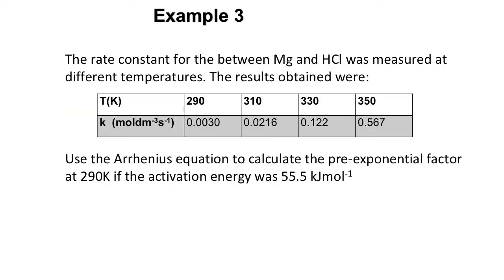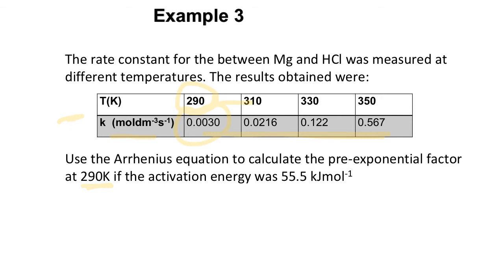You can see in this example you have some data given here, temperature and the rate constants. You can see that as the temperature increases, the rate constant increases as well. Use the Arrhenius equation to calculate the pre-exponential factor at 290 Kelvin. So you're going to use these two values. Each problem is slightly different. You have to then decide which of the two forms of Arrhenius equation you're going to use.